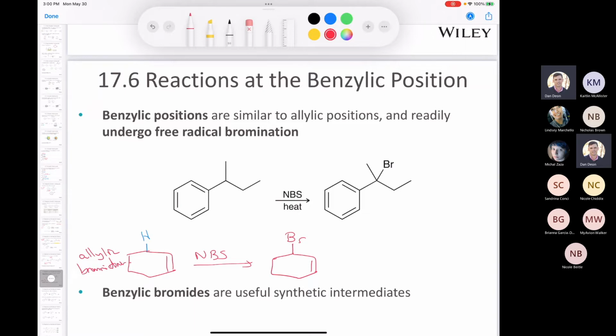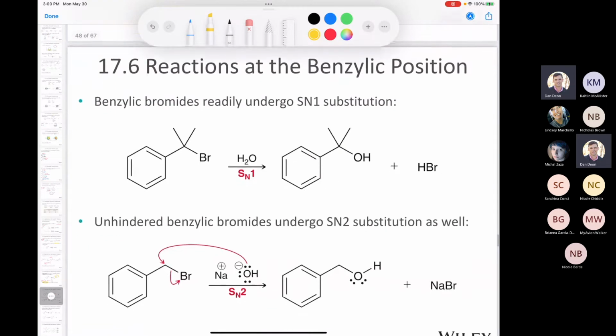like that. Well, we can also do benzylic bromination. If you have a benzylic proton and you treat the compound with N-bromosuccinimide, NBS, and heat, you can do a benzylic bromination. And what's cool is that benzylic bromides, like this, are super useful as synthetic intermediates. They have a lot of cool uses. Let's check out some of those uses.